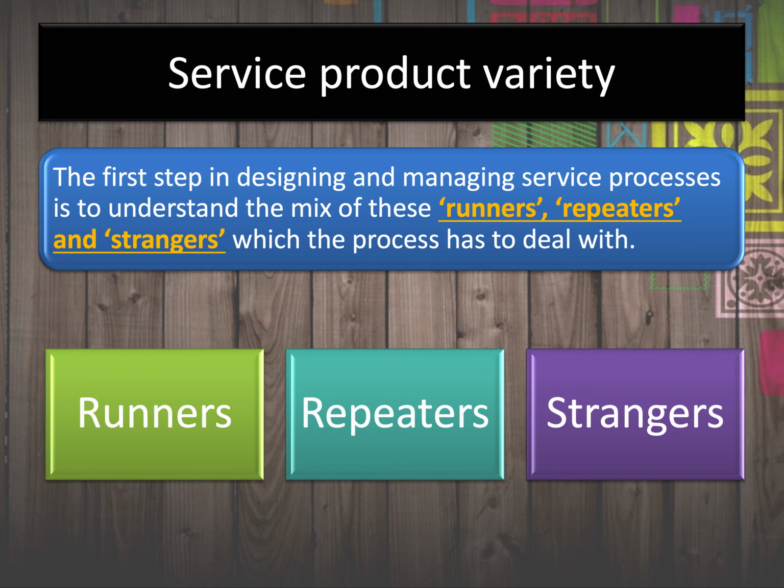Alright, so before we design our service processes, we have to understand the mix of these three things known as runners, repeaters, and also strangers. So runners, repeaters, and strangers is basically going to tell you, based on your chapter 2, the complexity, commodity, simplicity, and also capability. So these runners, repeaters, and strangers belong to which service processes. So let's go one by one.